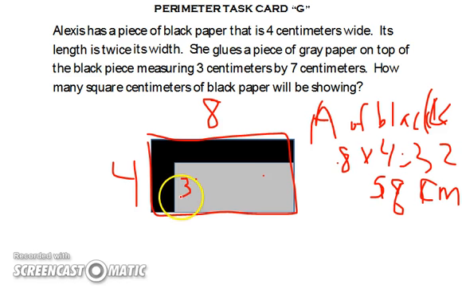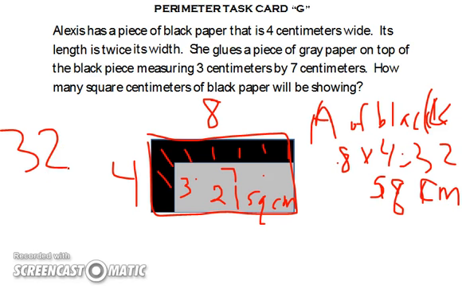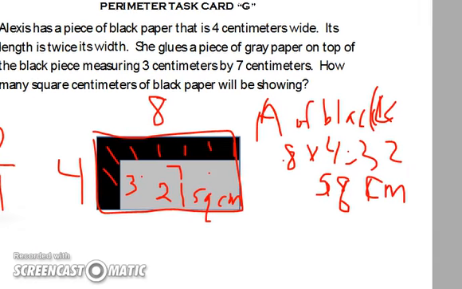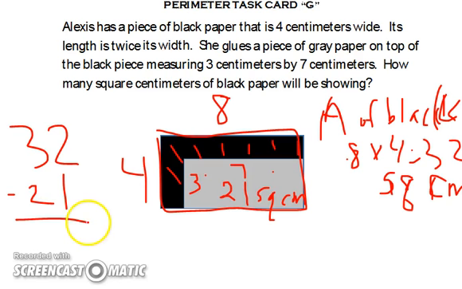Now it says the gray paper is covering that. The gray paper is 3 centimeters by 7 centimeters. If you don't have this picture on your paper, you could go ahead and draw it and do little lines like this to show the black paper. So 3 by 7 is this gray paper. The gray paper is 3 times 7, 21 square centimeters. I want to know how much of the black is showing. So if the whole black is 32 and 21 centimeters is covering it up, then I need to subtract, and that would mean that 11 square centimeters is still showing.